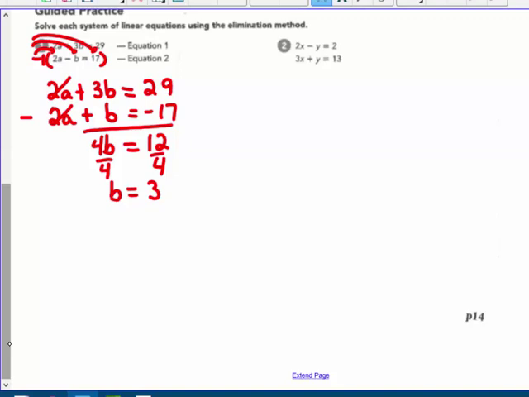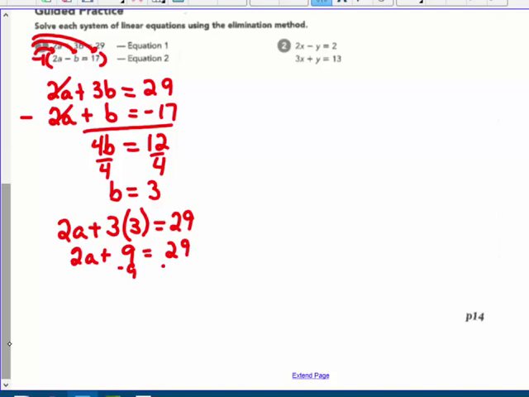Choose one of the original equations and plug the a or the b in to find the a. I'm going to go with the positive one, which was 2a plus 3b. Oh, I know what b is. b is 3. 3 times 3 has to equal 29. Well, this is 9. 2a plus 9 equals 29. So I'm going to subtract 9, and I get 2a equals 20. Divide by 2, divide by 2. I get a must equal 10.